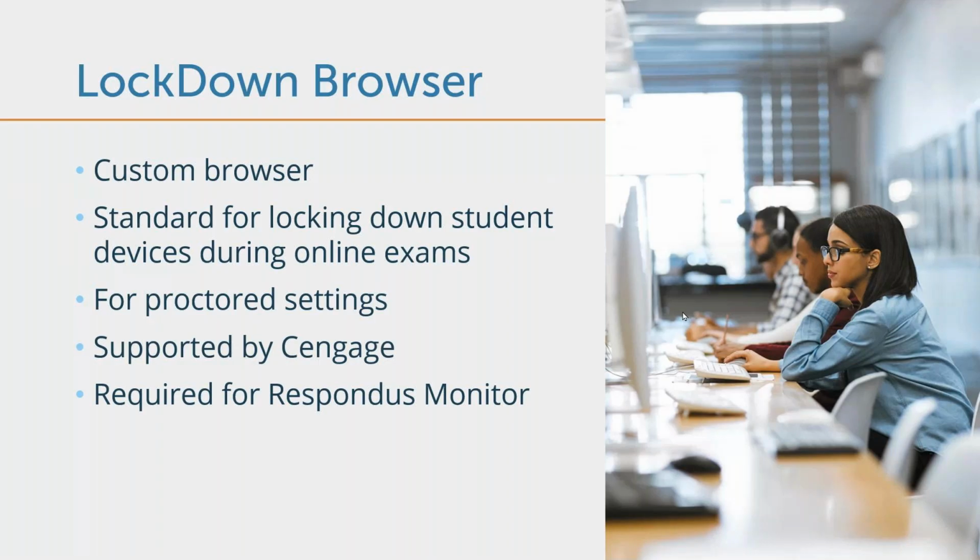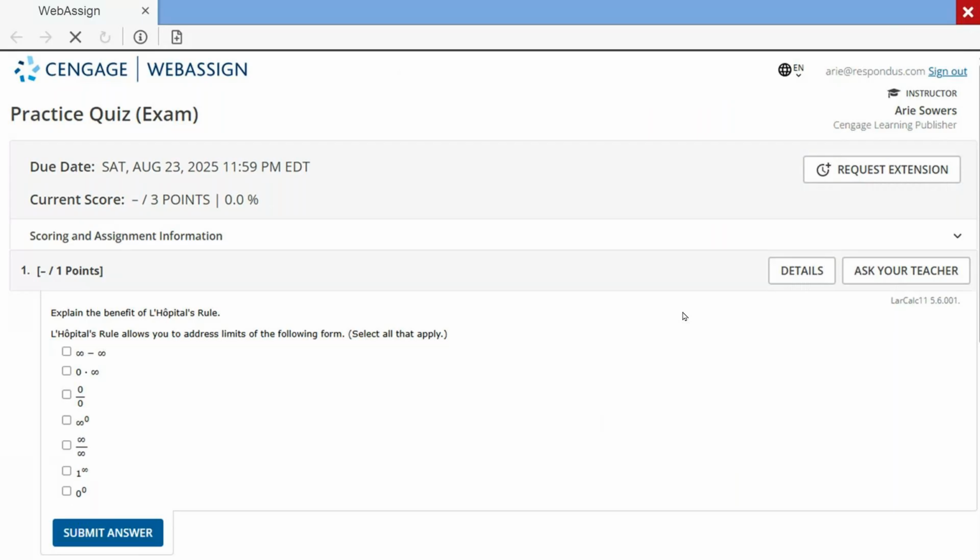And when I say it's a custom browser, that means a few things. In this example, Lockdown Browser is customized to the WebAssign platform. It's provided and supported by Cengage WebAssign directly. So we do not license this version of Lockdown Browser directly to you. You'll find that it's built into your WebAssign courses. But it's required for Respondus Monitor, so I'd be remiss if I didn't talk about it a little bit first today. I'm going to show you just really quickly what a test looks like in Lockdown Browser.